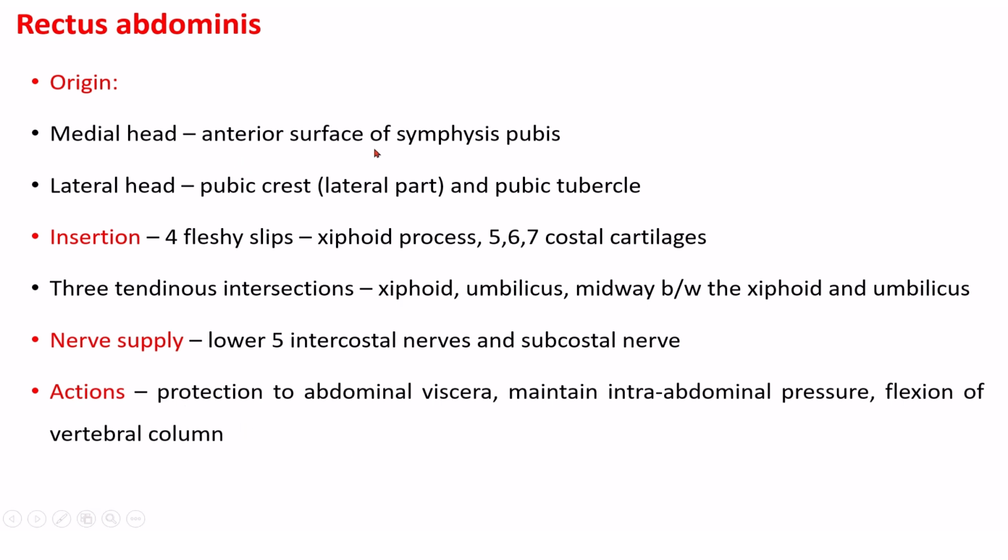So the medial head is from the anterior surface of the symphysis pubis, the lateral head from the pubic crest, that is the lateral part, and the pubic tubercle. Insertion is by 4 fleshy slips to the xiphoid process and 5, 6, 7 costal cartilages. The 3 tendinous intersections, which I have shown in the earlier diagram, are at the level of the xiphoid, the umbilicus, and midway between them. Nerve supply is by the lower 5 intercostal nerves and the subcostal nerve. Action is protection of the abdominal viscera, maintaining intra-abdominal pressure, and flexion of the vertebral column.